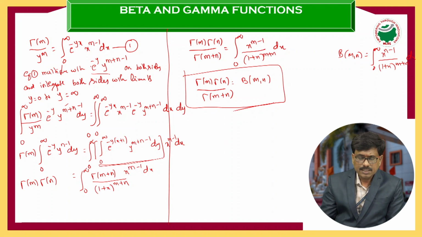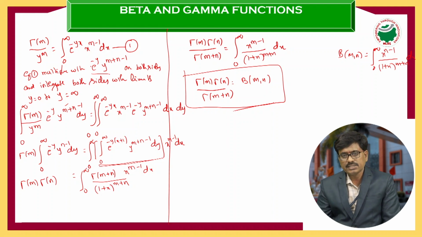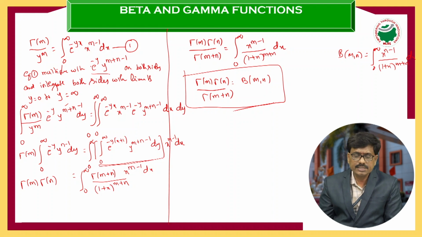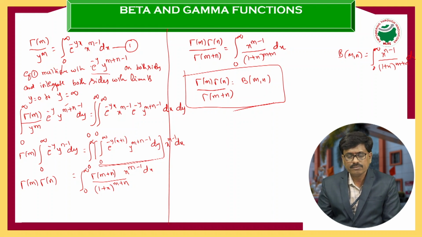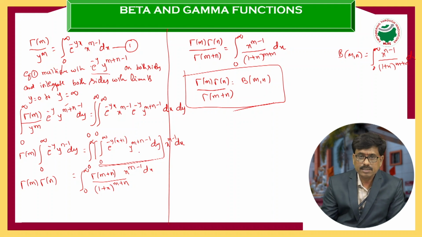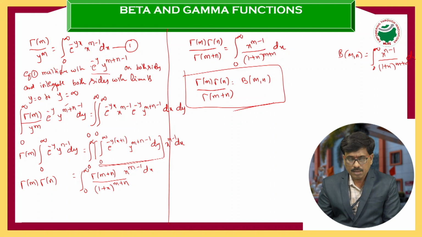For that, we can interchange the order of the integration. You will become familiar with this in further courses, where you can understand the change of the order of the function. I changed the order from y to x. Then this integral becomes the integral 0 to infinity gamma m into gamma n divided by (1 plus x) whole power m plus n into dx.